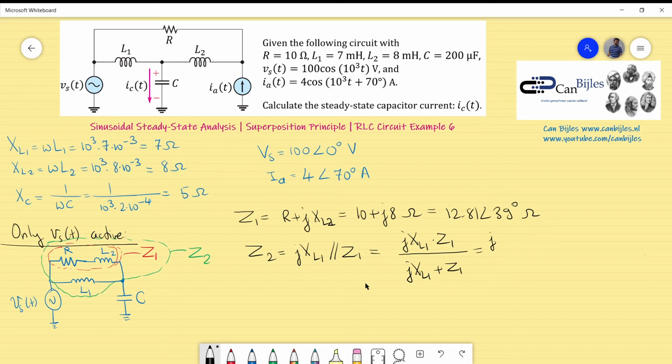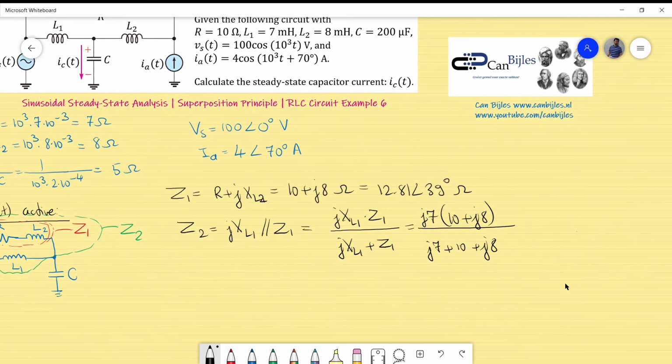XL1 was 7, excuse me, so it was 10 plus J8 divided by, and then the J will be here 7, J7 plus 10 plus J8. Now if you simplify this, you will have for the Z2, if I move a little bit to the right, minus 56 plus J70, that's for the first one, and you will have there 10 plus J15.